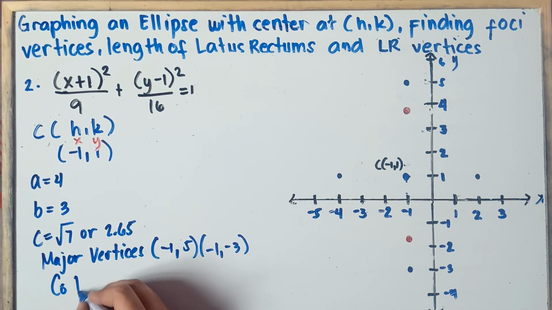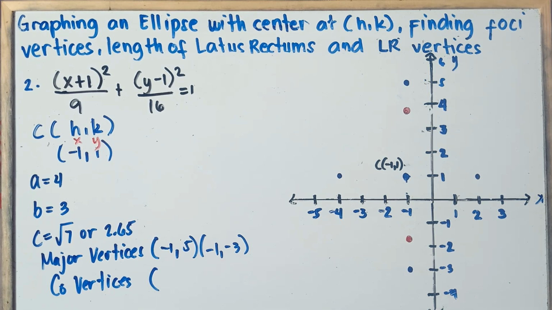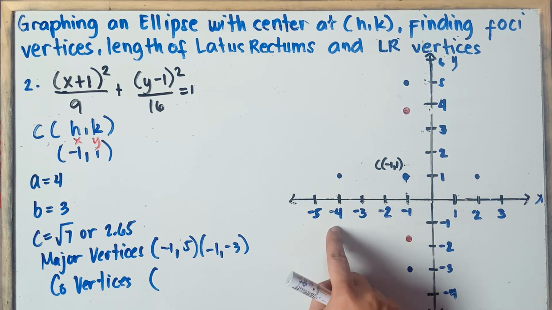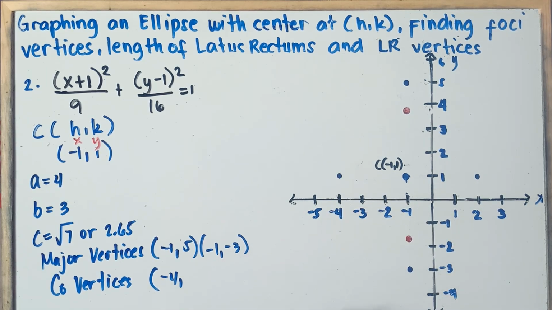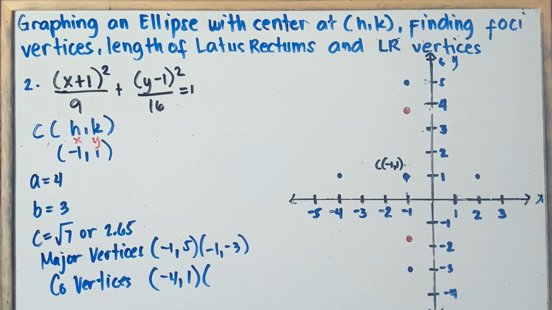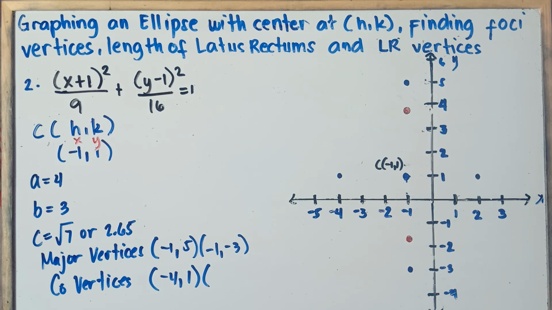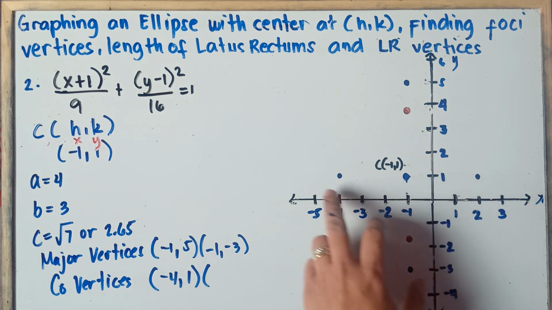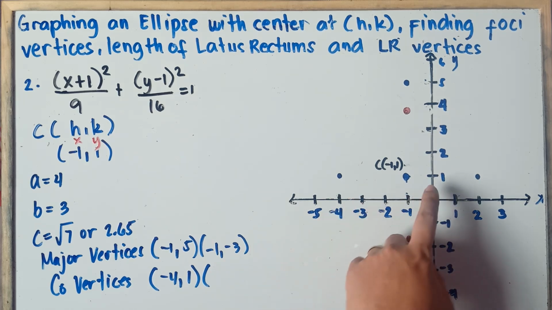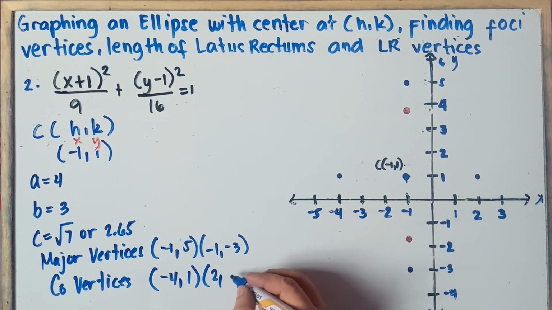Alright, for the co-vertices or the minor axis vertices, we have -4 for x and then y is +1. So we can actually write this one, class: vertices, and then this one is co-vertices. Vertices for the major axis, and then co-vertices, that will be vertices for the minor axis. We have -4 and then +1 for y. And the other one, we have +2 for x and then +1 for y.